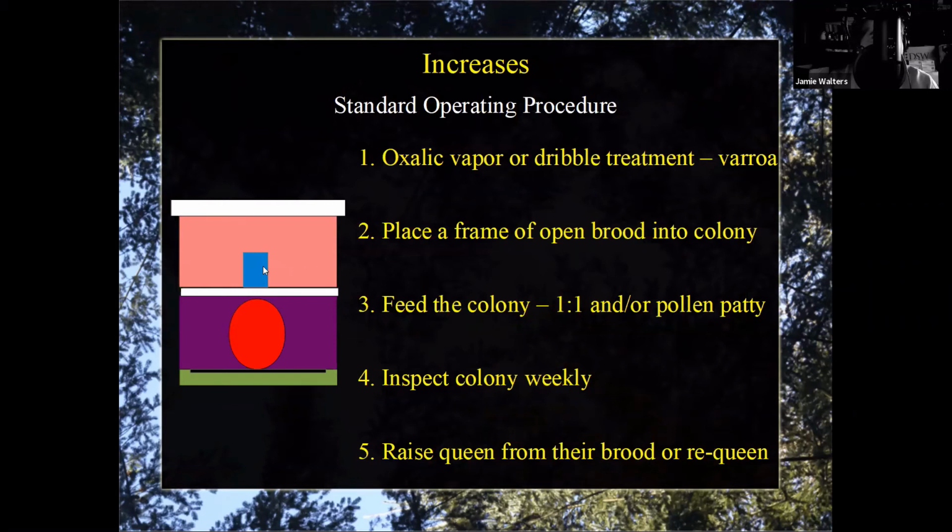The better you feed them, the better you're doing, just like you're starting your nukes here next week or your packages. Feed 1-to-1 sugar water and a pollen substitute. And inspect the colony weekly. If you catch a swarm, you want to know that they're healthy. Look for K-wing, look for deformed wing virus and things like that. And then raise a queen from their brood. You can try and requeen it. You can do what you want from that.